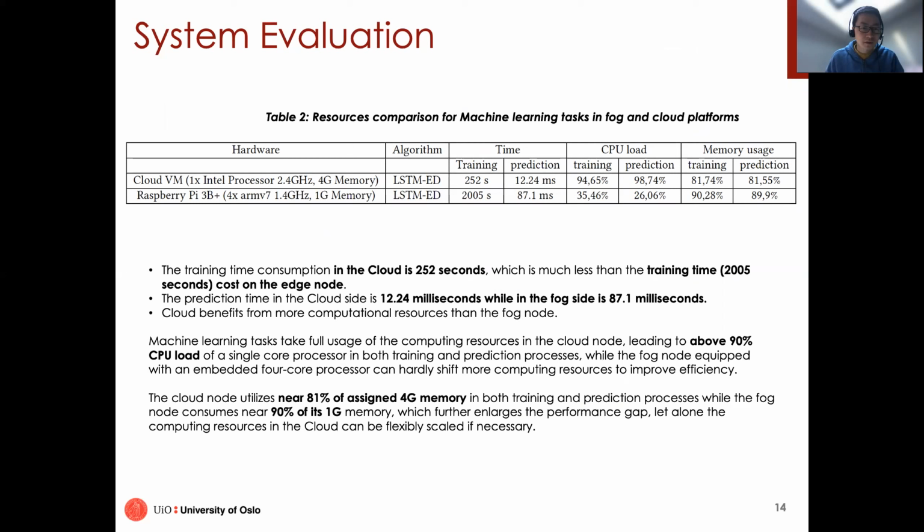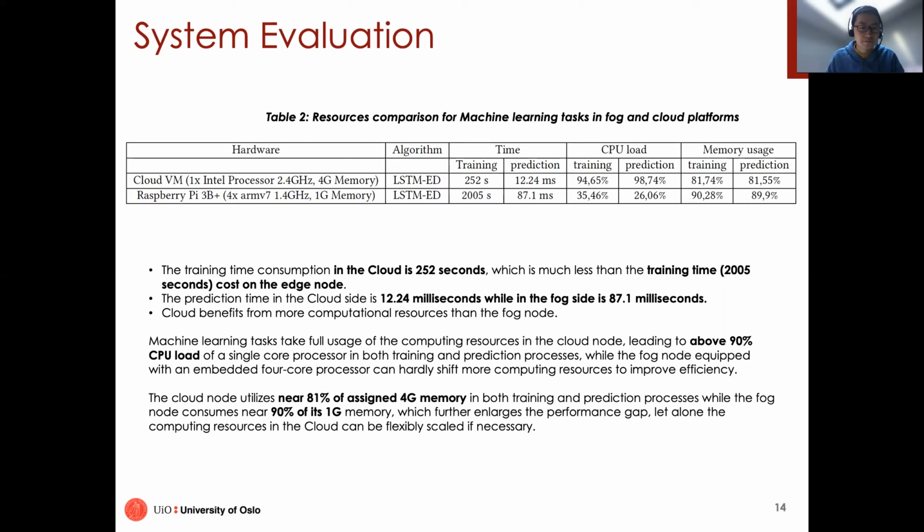The training time consumption in the cloud is 252 seconds, which is much less than the training time of more than 2,000 seconds cost in the edge node. The prediction time in the cloud is near 12 milliseconds, and the fog side needs up to 87 milliseconds. Here shows the cloud benefits from more computational resources than the fog node.